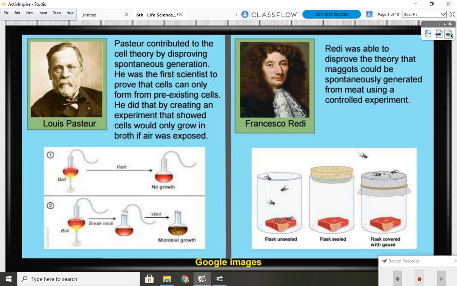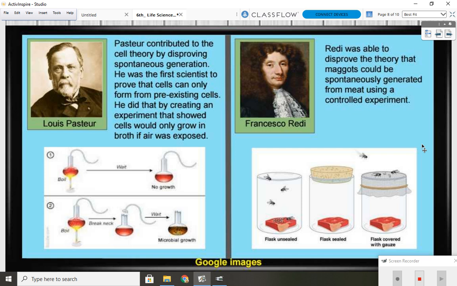So here are their experiments, and the first scientist we're going to discuss is Francesco. He was a scientist who did this almost 200 years before Louis Pasteur, and what he did with his experiment is people believed that maggots just came from rotting meat, when in fact there was a source that caused those maggots to come, and that source is flies.